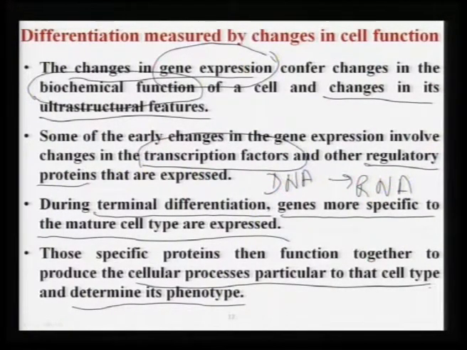So, that means from DNA to RNA to proteins by the translation process, whatever particular set of proteins that are generated, these proteins function together to produce the cellular processes. That means whatever cellular functions they are supposed to carry out.